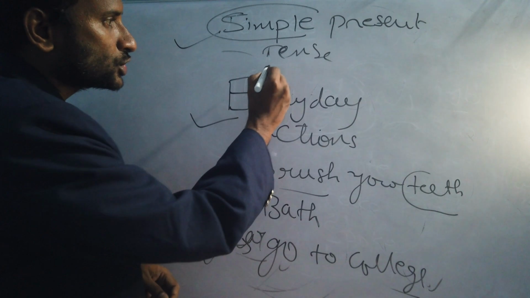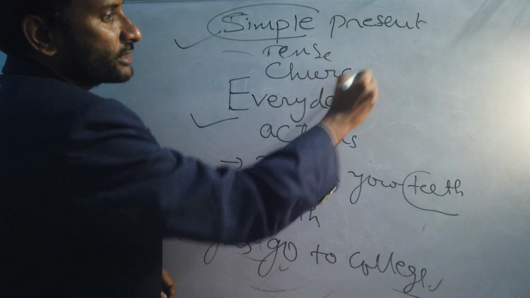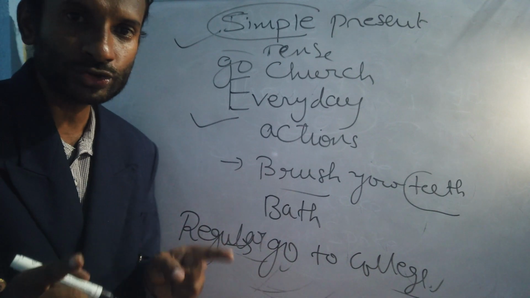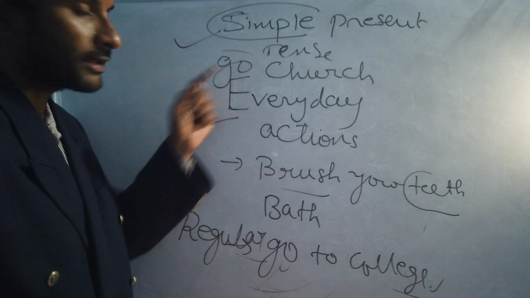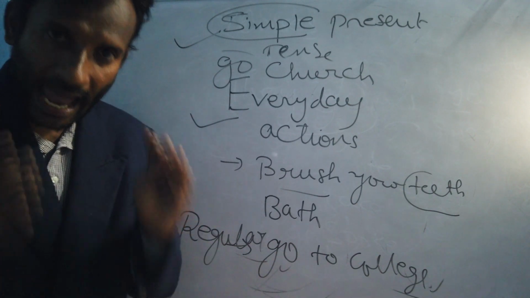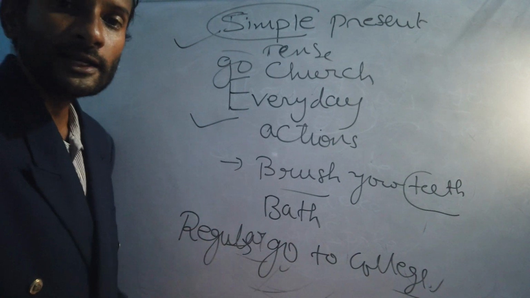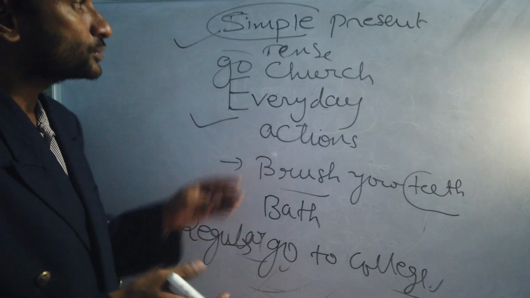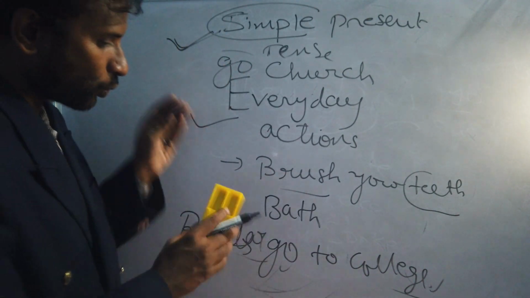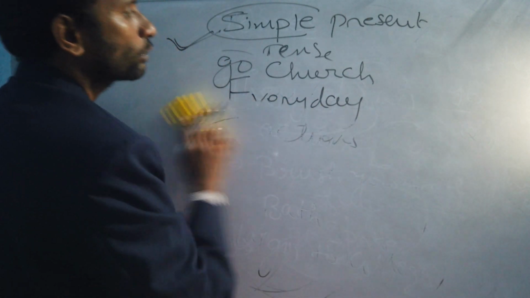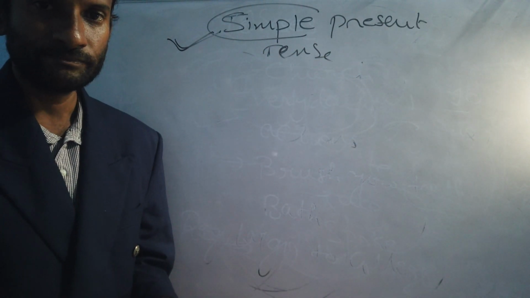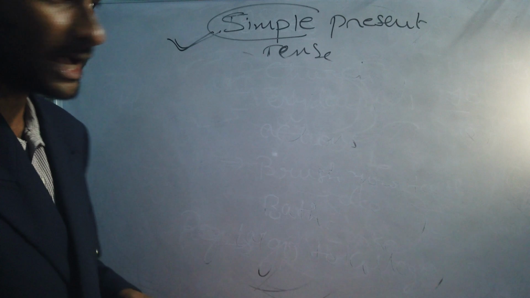And now you go to church. You go to church every Sunday. So go, okay? I go to church every Sunday. It is a regular action, though it is not happening every day. So for all actions that are happening every day or regularly, okay, we use simple present tense. Remember, if you know this one use, you can use it everywhere easily without any confusion. Okay, so we will write some examples.